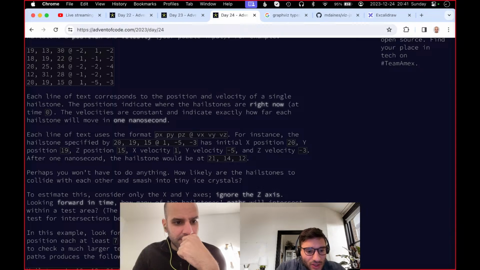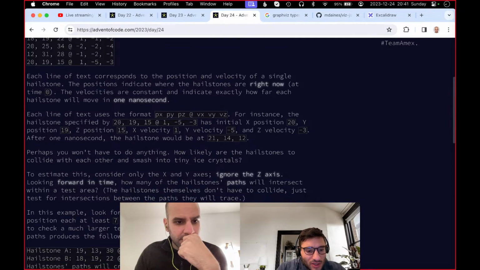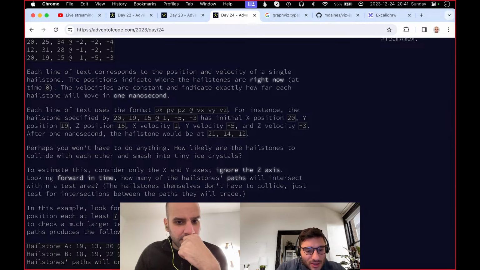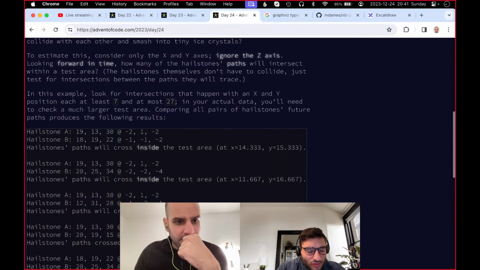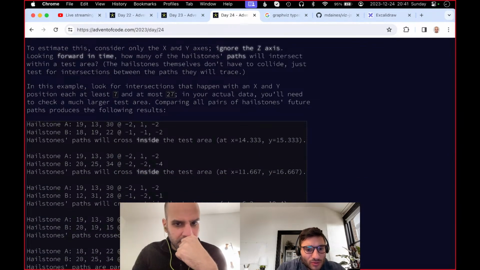Perhaps you won't have to do anything. How likely are the hailstones to collide with each other and smash into tiny ice crystals? To estimate this, consider only the x and y axes, ignore the z-axis, looking forward in time. How many of the hailstone paths will intersect within a test area? The hailstones themselves don't have to collide, just test for intersections between the paths they will trace. In this example, look for intersections that happen with an x and y position at least 7 and at most 27. In your actual data, you will need to check a much larger test area, comparing all pairs of hailstones.